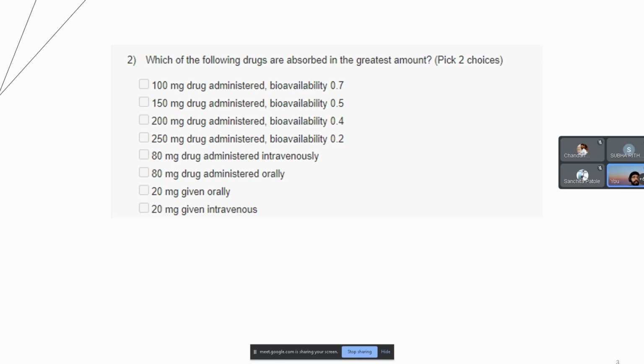In the same way, if you look at the other options, which of the following drugs do you think is going to be absorbed in the greatest amount? Is the question clear? 80 mg drug administered intravenously, and the 20 mg given intravenously, because the intravenous route of administration shows 100% bioavailability. So these two answers should be correct.